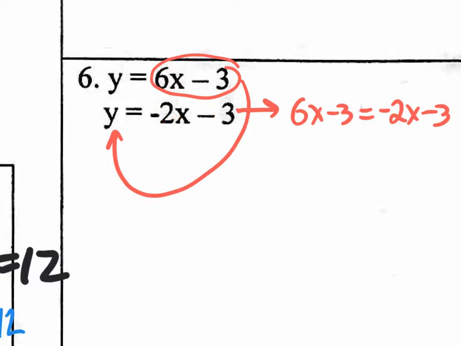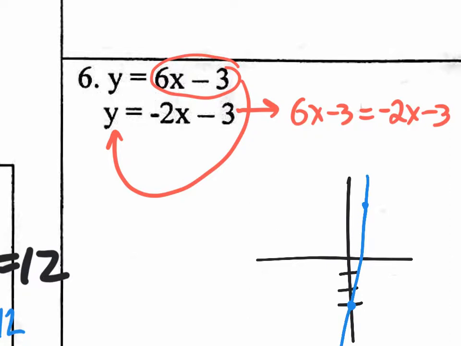So if I know that they both cross the y-axis at negative 3, let me do a quick sketch. 1, 2, 3. The top one crosses at negative 3 and it goes up 6, way up here over 1, so that's a pretty steep line. This is just a sketch. The bottom equation crosses at negative 3 as well and it goes down 2 over 1. So where do they cross at? They share that coordinate. What is that coordinate?